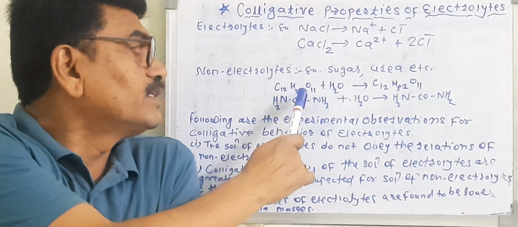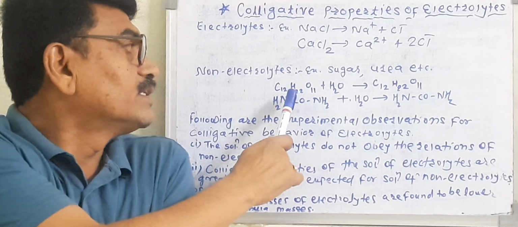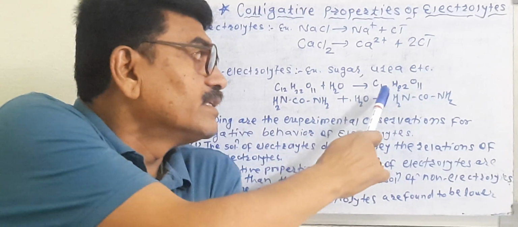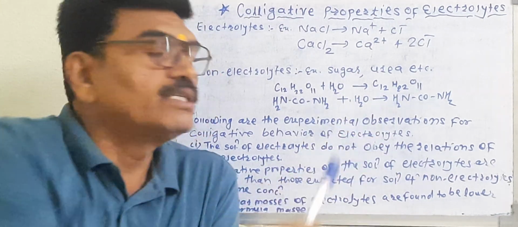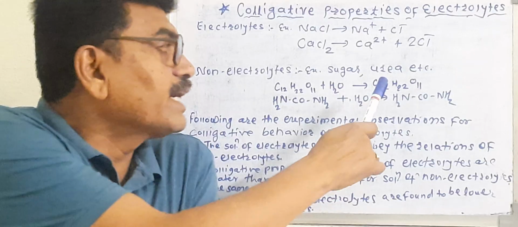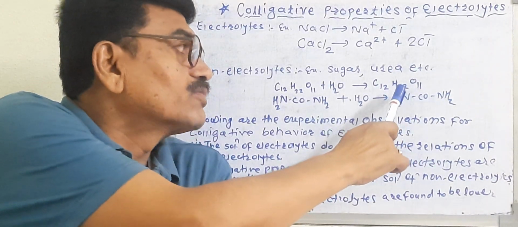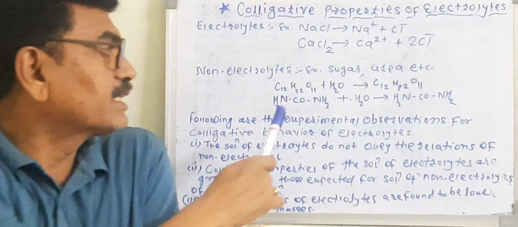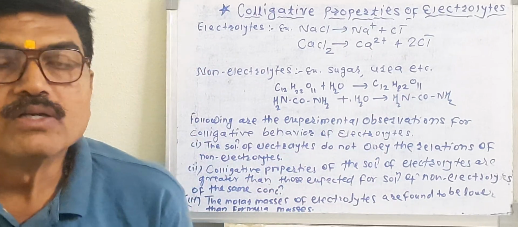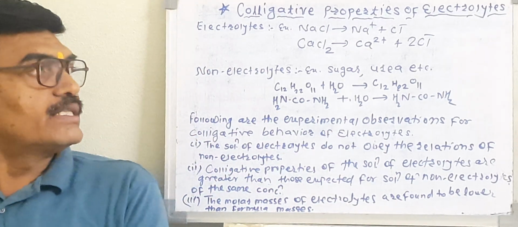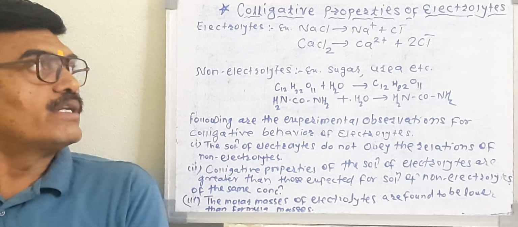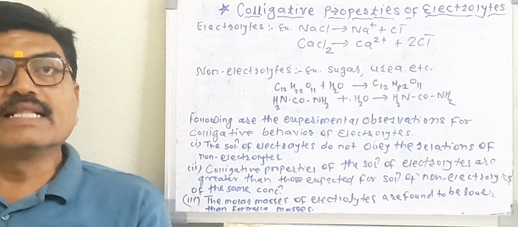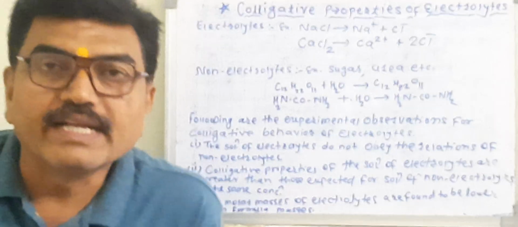Cane sugar or sucrose, C12H22O11, is dissolved in water. In this case, it remains in the form of molecules. Similar is the case with urea. So what is the difference? The colligative properties for electrolytes behave differently than the properties of non-electrolytes.